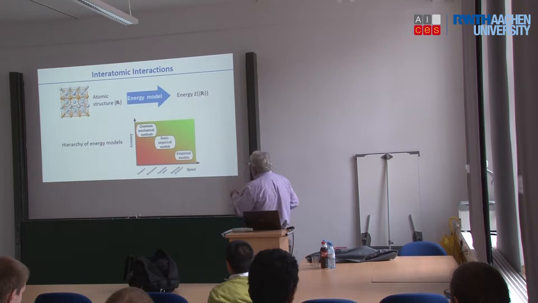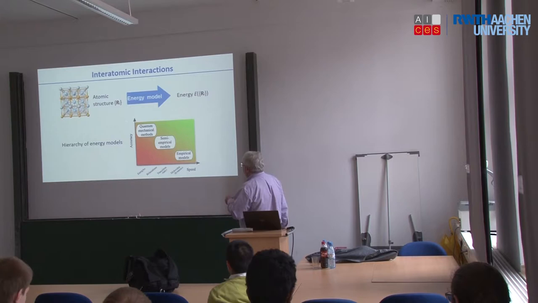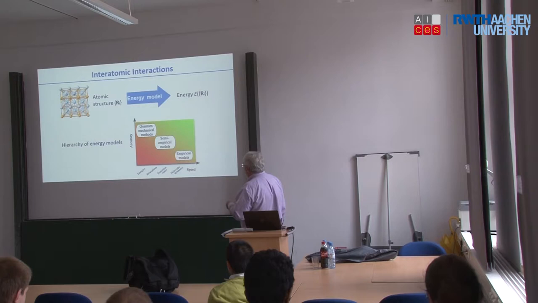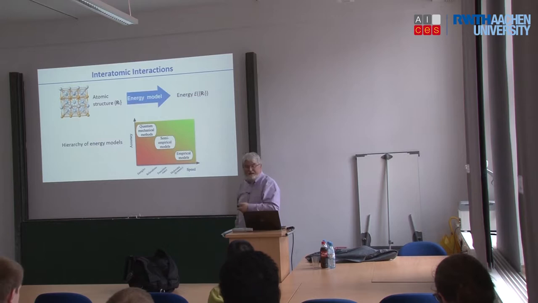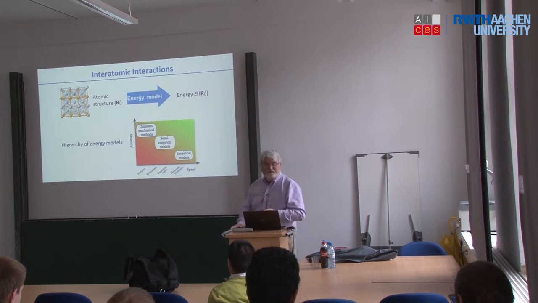To describe those interactions there is a hierarchy of methods. Here is accuracy increasing, and here, speed. Where would we like to be? We'd love to be out here, right? Highly accurate, and very high speed. But you can't. That's just not going to happen. So you sort of march down here.